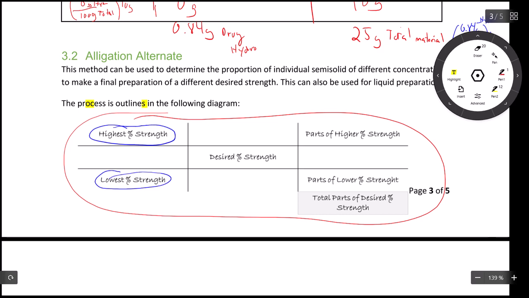So if I had a 10% cream and a 5% cream and I want a 7% cream, my 10 would go here, and my 5 would go here, and my 7% would go here. That's how you set it up. The rest of it is doing the math to get it, and we'll look at how we get the parts of the high, the parts of the low, and how we get the total part. So let's look at an example. It's the easiest way to go about utilizing this.